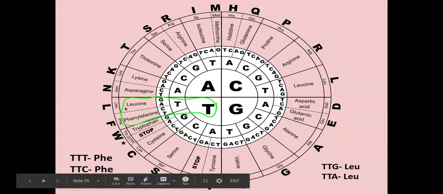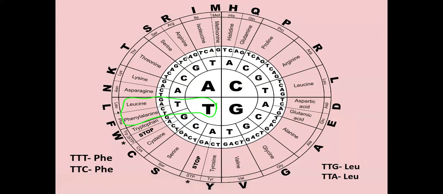Similarly, we'll take leucine. So leucine, this is your short form LEU. Now look at this. You have TTG, which is coding for leucine, and you have also TTA coding for leucine. So you have two different codons for the same amino acid.